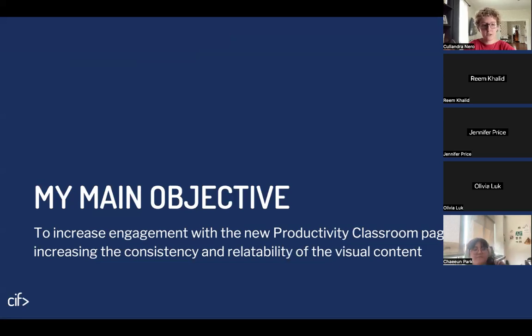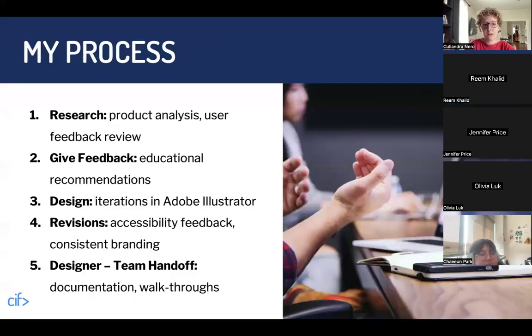So my main objective on joining this project was to increase engagement with the new Productivity Classroom page by increasing the consistency and relatability of the visual content. My process began with research by doing a product analysis and reviewing user feedback. I then gave feedback and educational recommendations on what had been done on the project so far. After this, I started doing design iterations in Adobe Illustrator before doing revisions that focused on accessibility feedback and making sure I was keeping consistent branding. And the final step in my process will be the designer team handoffs, where I complete documentation and a walkthrough of my design files.